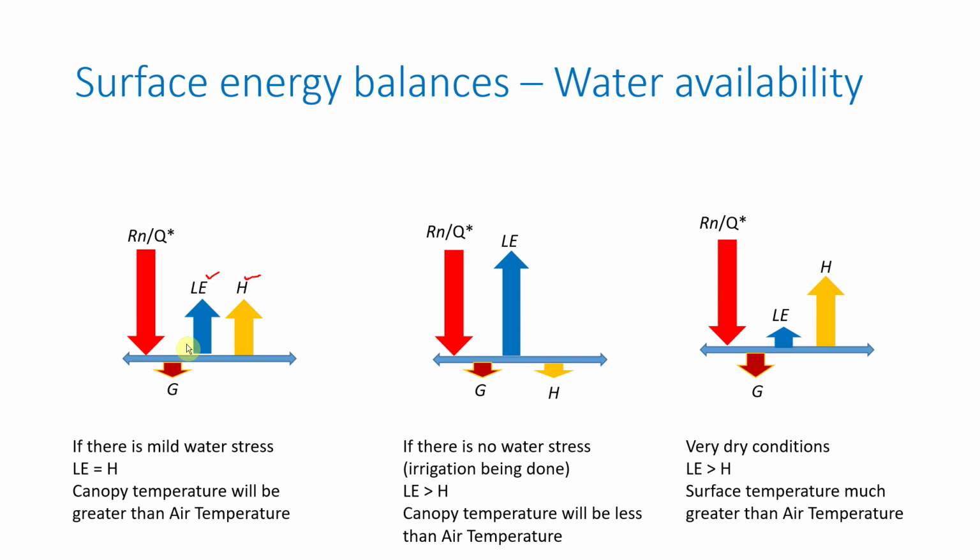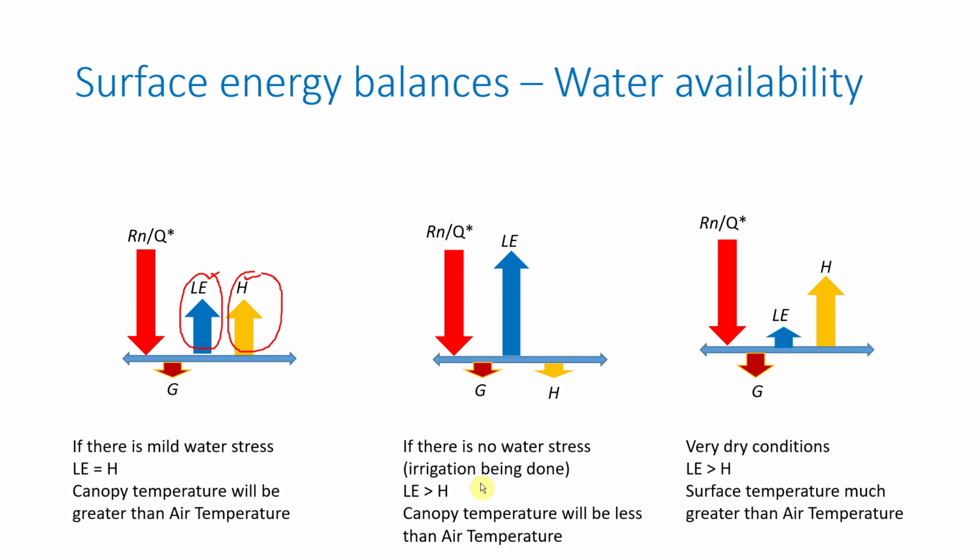If we have very mild water stress, canopy temperature will be greater than air temperature, but still we will have evaporation and we will have sensible heat, and these two are equal. Since these two are equal, it means that we will have a Bowen ratio of 1.